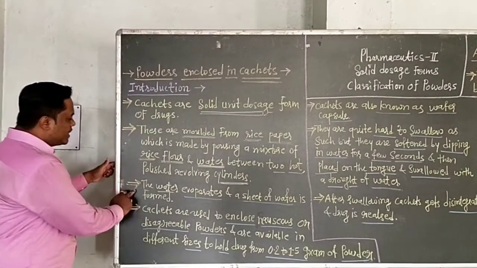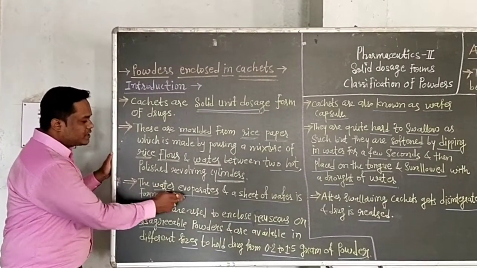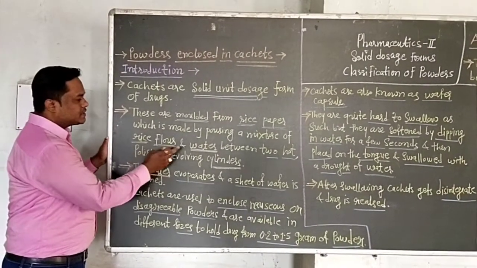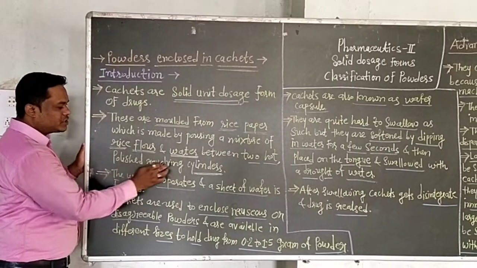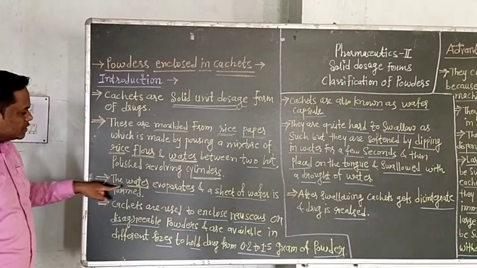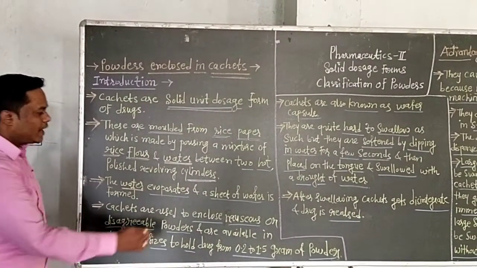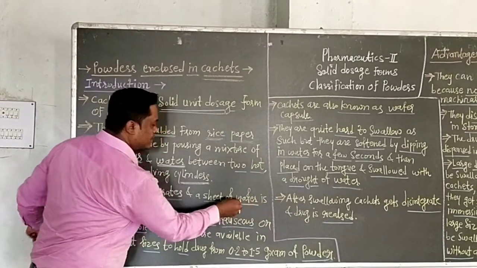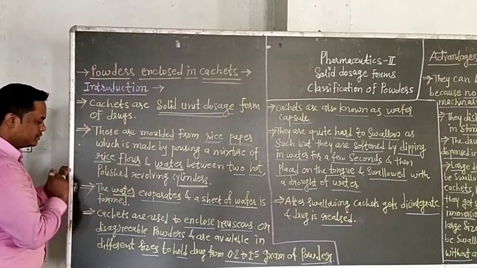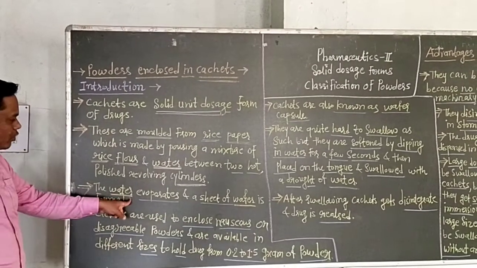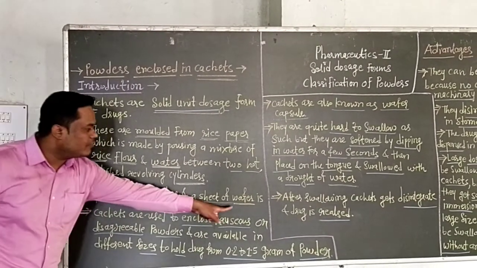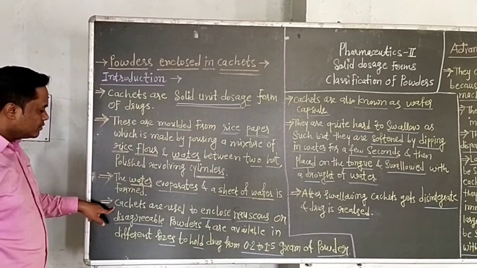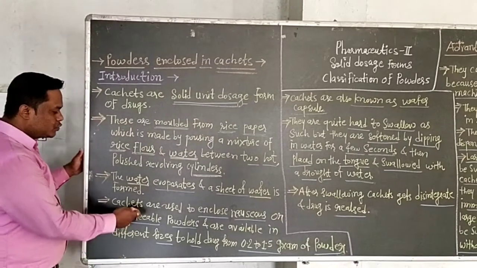Then the next step is that the water evaporates. After the mixture is placed between the two hot polished revolving cylinders, the water evaporates and a sheet of wafer is formed. It is called a wafer. After evaporation of water, a sheet of wafer is formed. Then the cachets are used to enclose.